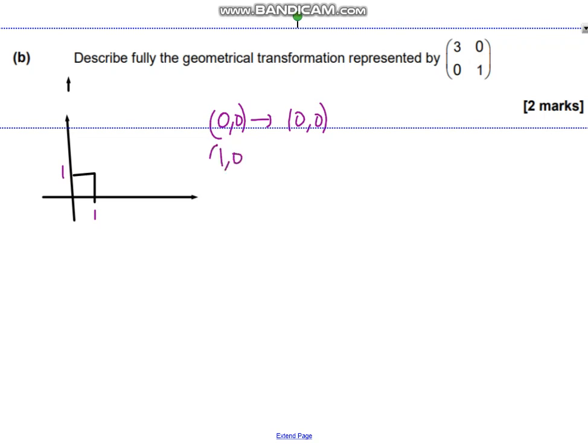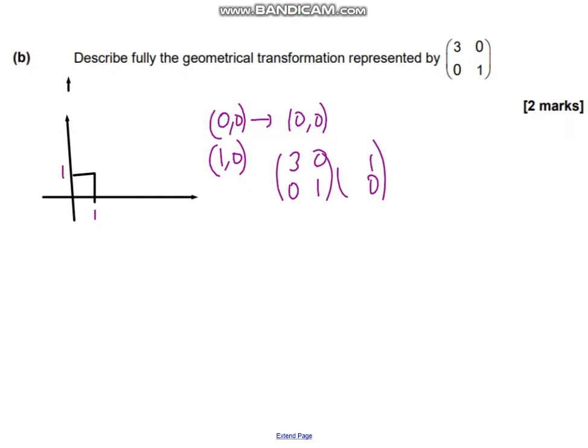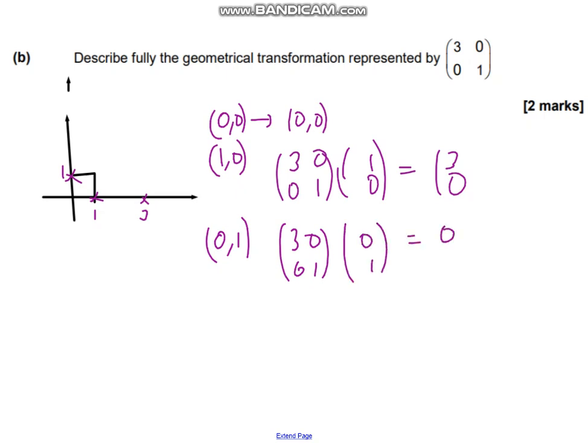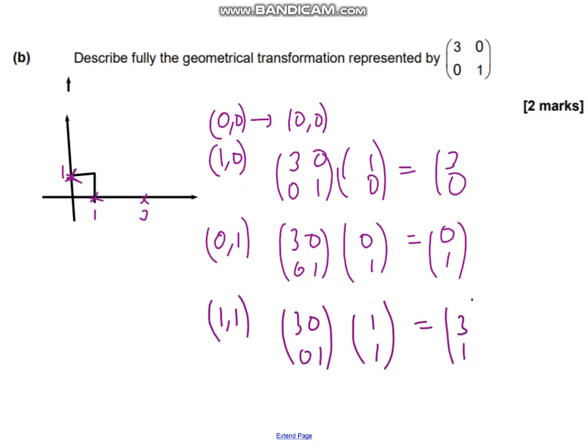Let's take the point 1, 0 now and see what's going to happen. The matrix acts on the vector, and that is going to be 3, 0. So our point 1, 0 that was here is going to end up over here at 3, 0. Let's take the point 0, 1 now, which is here, and multiply the matrix onto that. That stays where it is, so it stays on 0, 1. Finally, let's take 1, 1, so I've got 3, 0, 0, 1 acting on 1, 1. Perhaps unsurprisingly that's going to go to 3, 1, so that's here.